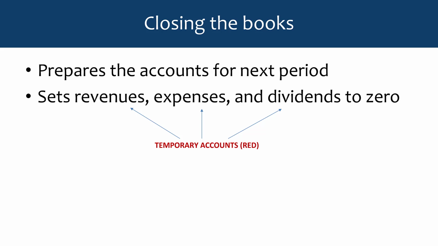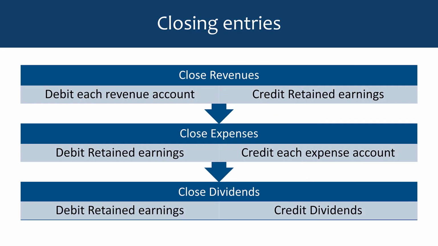All temporary accounts are set to zero. An acronym to remember the temporary accounts is RED: revenues, expenses, and dividends. Closing entries transfer the revenues, expenses, and dividends balances to retained earnings. Here are the steps to close the books of a company.